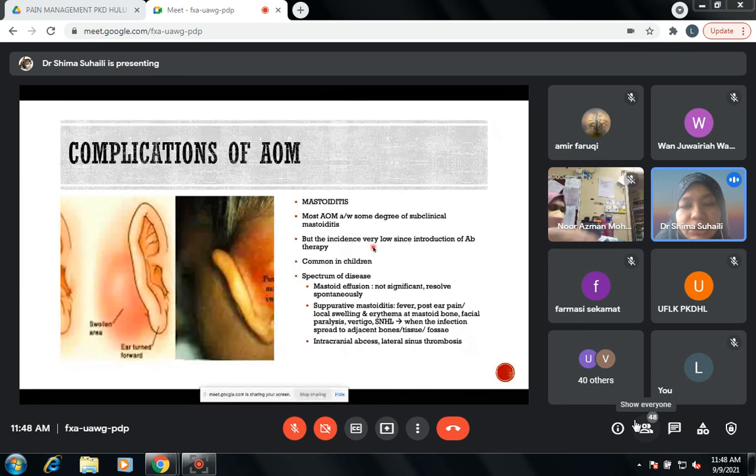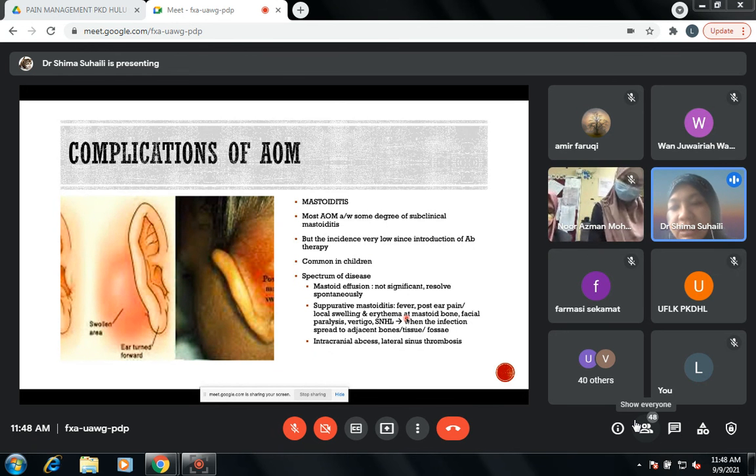Usually the incidence of severe mastoiditis is very low since the introduction of antibiotic therapy. Mastoiditis can present with a spectrum of disease. It can just be a mild mastoiditis whereby the patient doesn't complain of anything. There's no pain at all, and this infection will resolve spontaneously. However, some patients might have suppurative mastoiditis, whereby they have a severe infection of the mastoid bone.